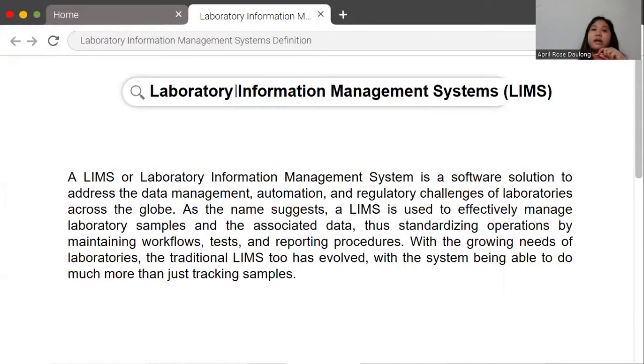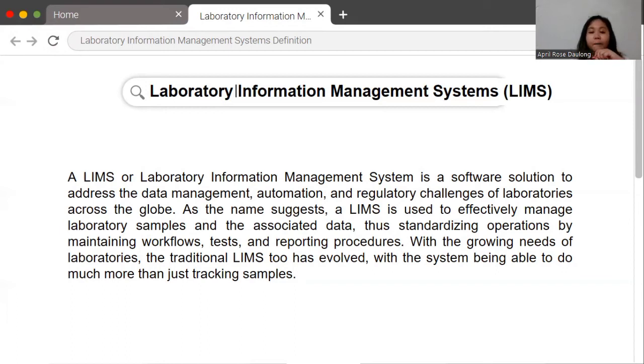So, the LIMS is used not just in the Philippines but also sa laing lugar, and it is a software na ginagamit sa laboratory since it has many advantages and functions when it comes to sa laboratory. As the name suggests, a LIMS is used to effectively manage laboratory samples and the associated data, thus standardizing operations by maintaining workflows, tests, and reporting procedures.